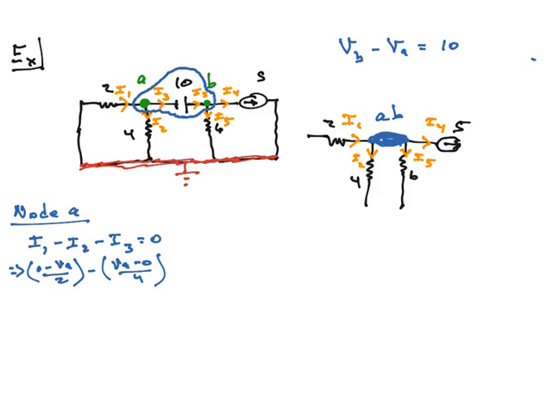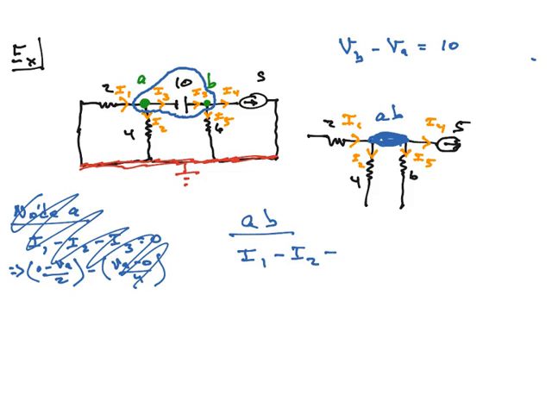Okay, well now, this node A equation I wrote, forget it. We don't need it. Let's do the equation for Mr. Supernode, AB. We have I1 coming in, minus I2 going out, minus I4 going out, minus I5 going out, equals 0.